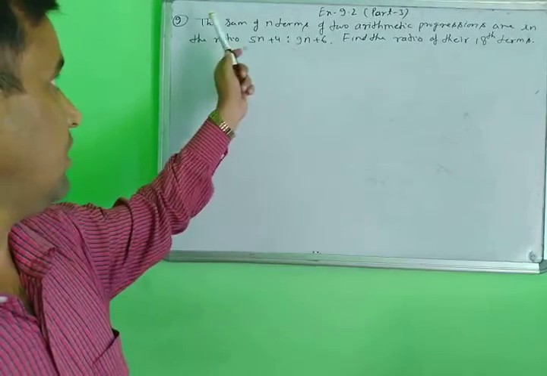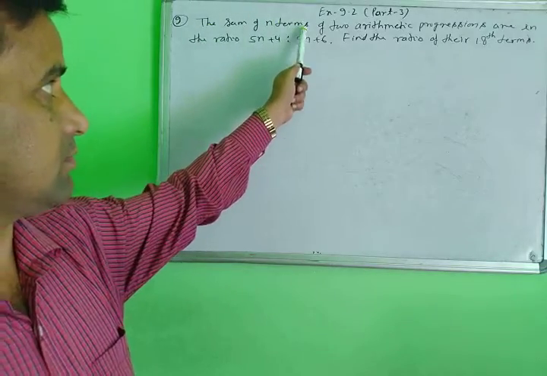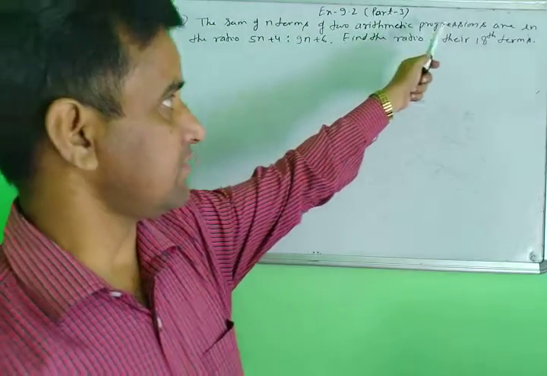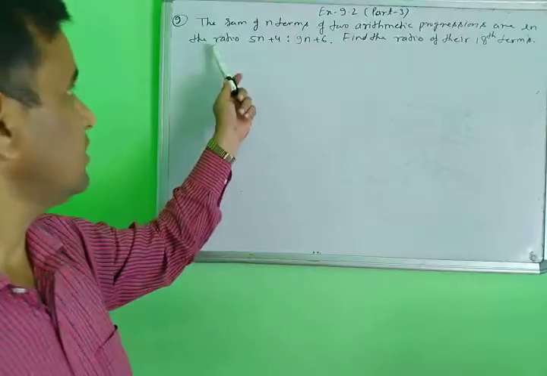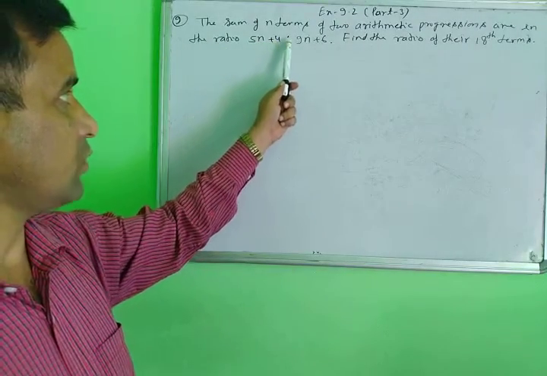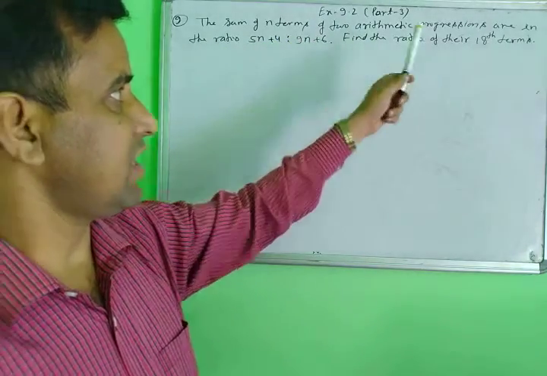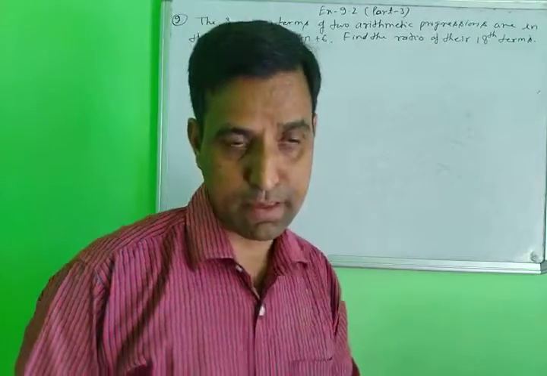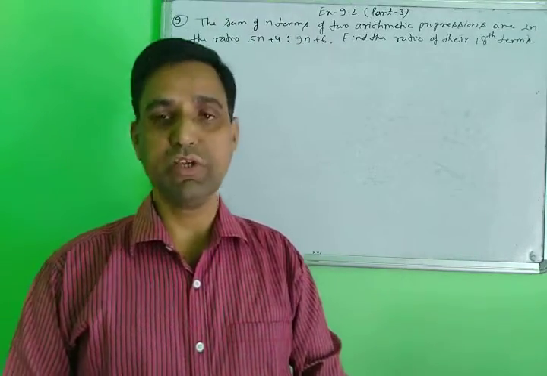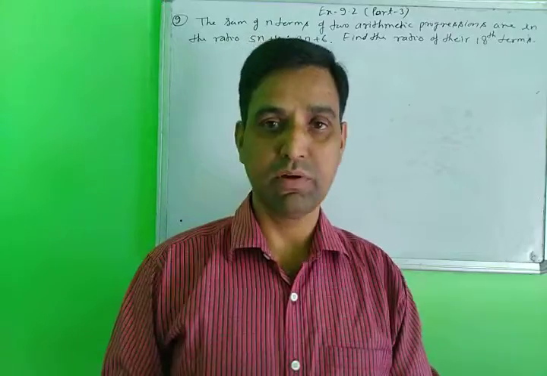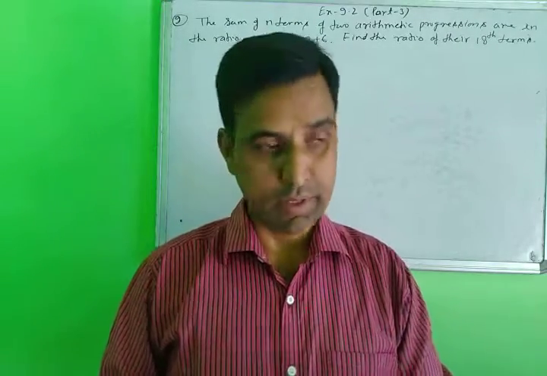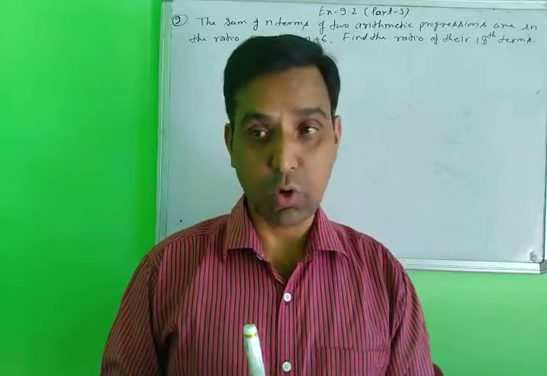Question number 9. The sum of n terms of two arithmetic progressions are in the ratio 5n plus 4 to 9n plus 6. Find the ratio of their 18th terms. First of all, you will read the question very carefully. What things are given and what things you have to find. Here two APs are given, not a single AP.